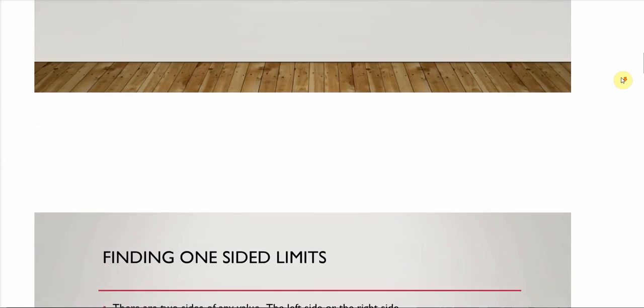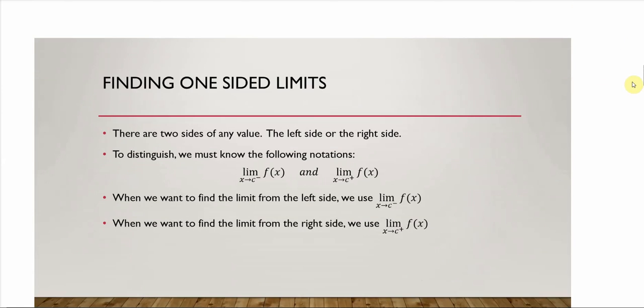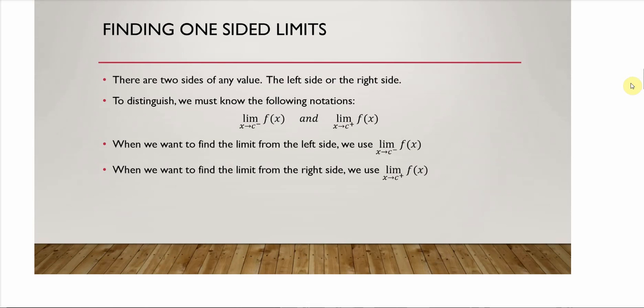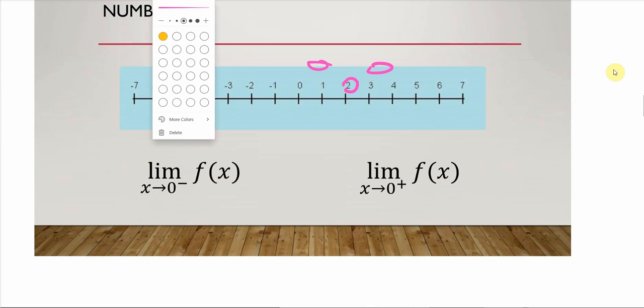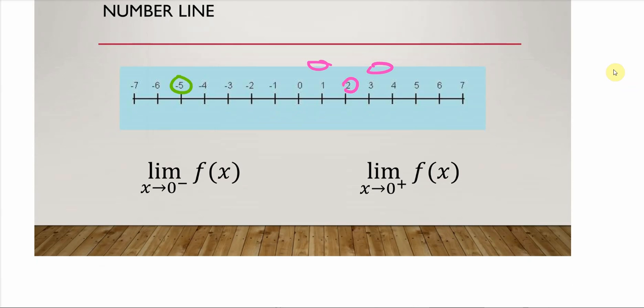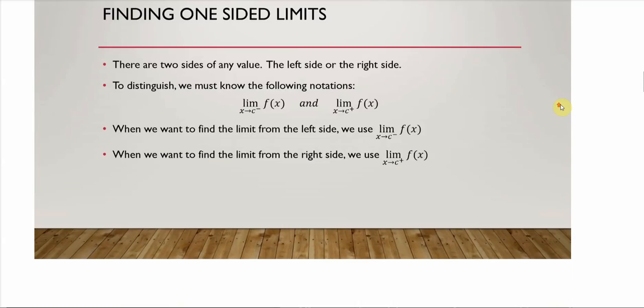So let's go ahead and look at the definition. There are two sides of any value. So if I choose any number, let me go to the next slide right here, I have a number line. It doesn't matter which value I pick. If I pick the number 2, there's two sides to that, the left side and the right side. If I had chosen the number -5, there's the left side and the right side. So any value that I pick on this number line, there will be two sides to that, the left side and the right side.